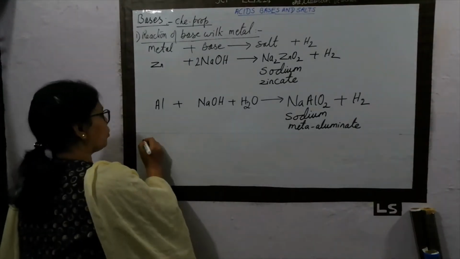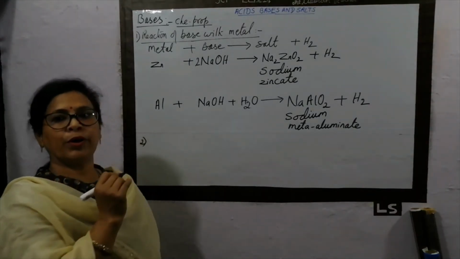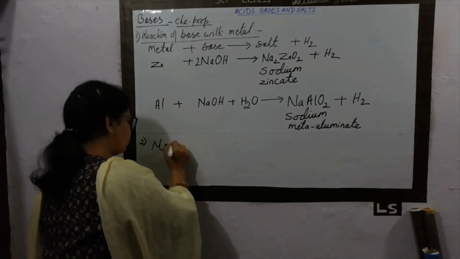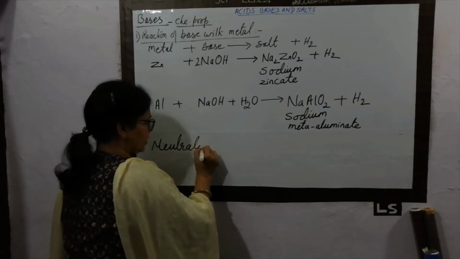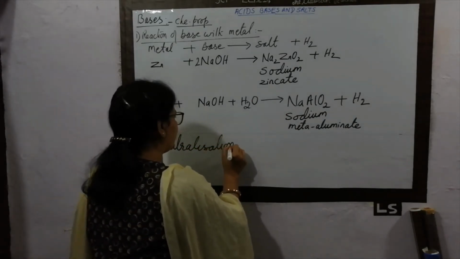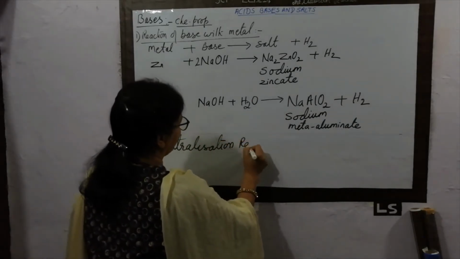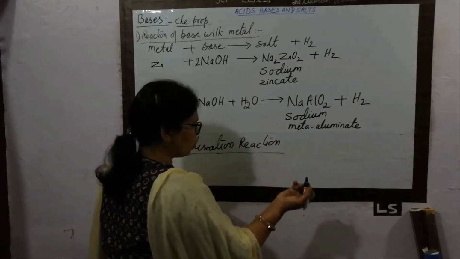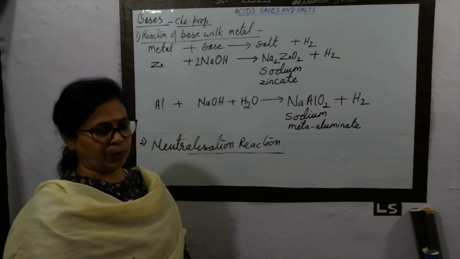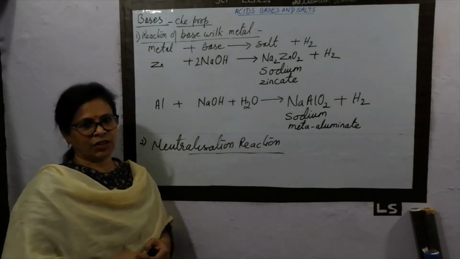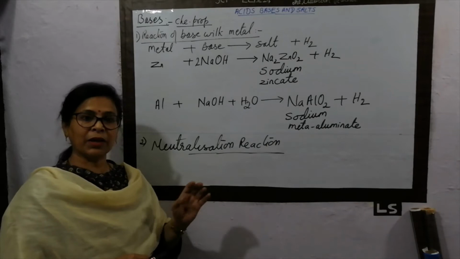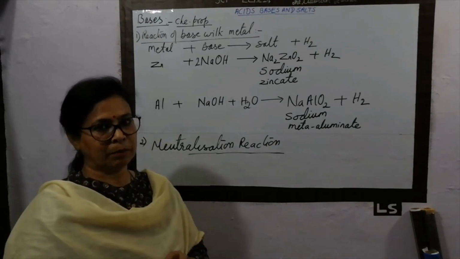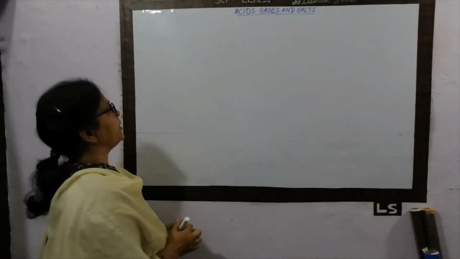Now the second chemical property of the base is the neutralization reaction. There is no need to repeat this equation again and again. When acid combines with a base, salt and water are formed. So this is the neutralization reaction. So these are a few chemical properties of the bases. Now let's move towards the uses of bases.